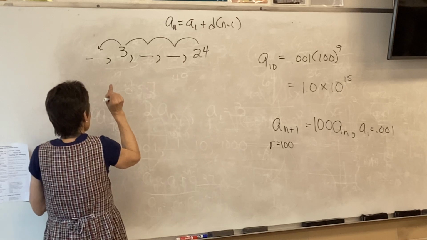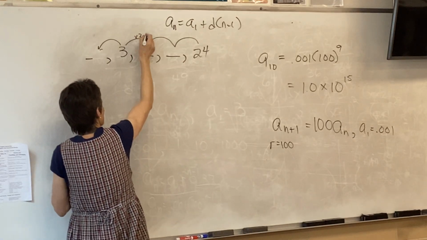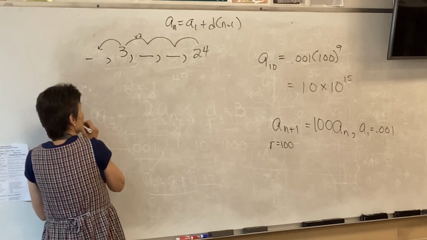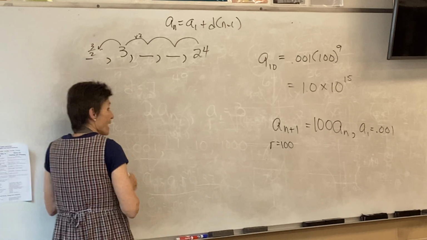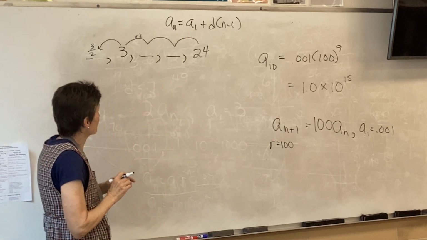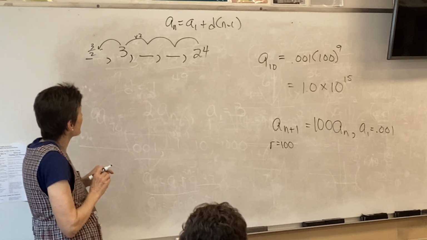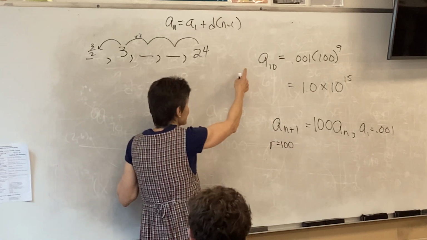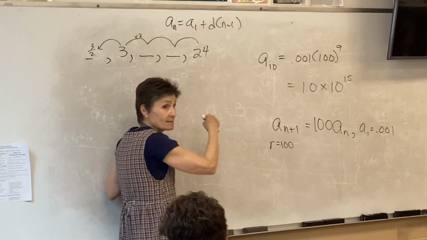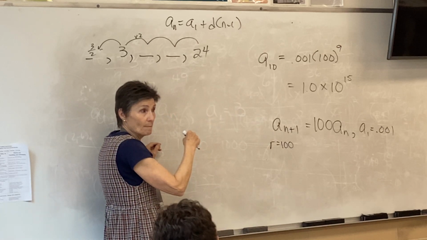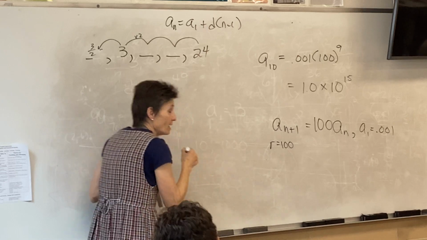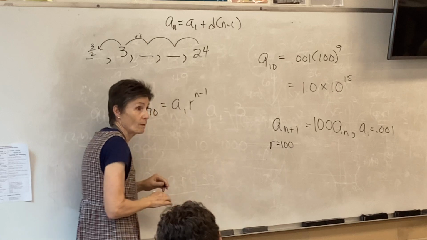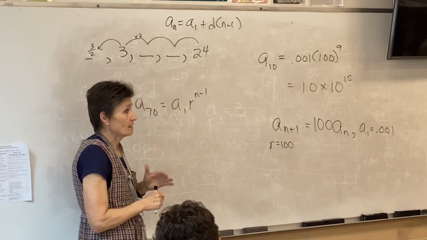So if the ratio is 2, what's my first term now? 3 halves. 1.5, however you want to say it. What would the 7th term be? Well, again, since it's only 7, 48, 96. But if it was the 70th, then you would want to use your geometric formula probably to find the 70th term.